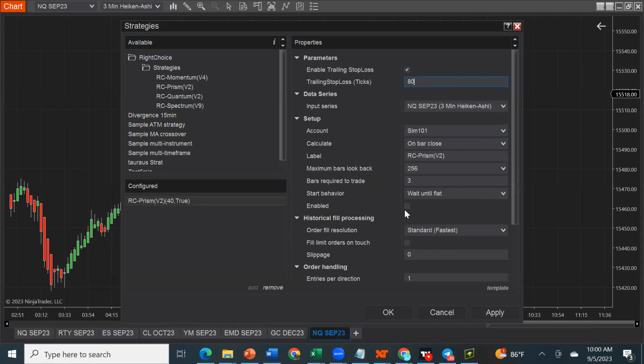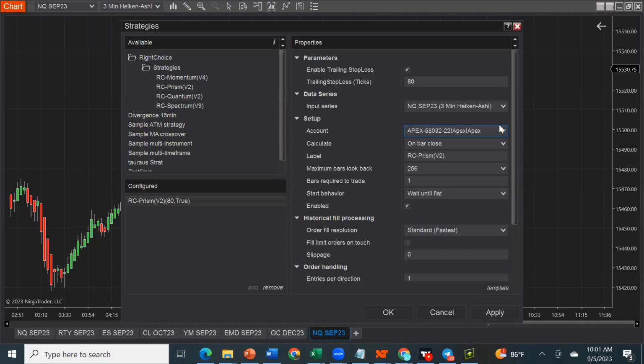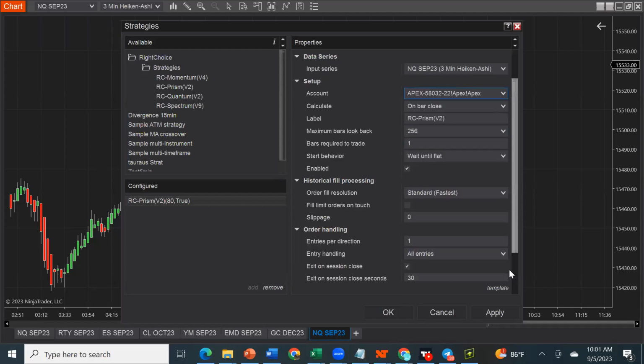If you want to change it, you don't want to wait for three candles, you just want to wait for one candle or something, you can just change the bars required to trade. And then wherever you want to take it, let's say I want to take it on some specific account number.